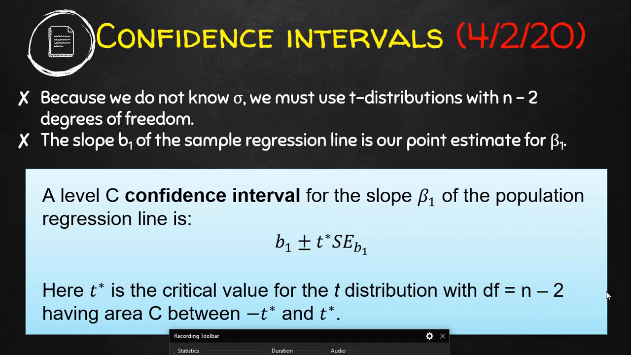The degrees of freedom here, n-2: one is for the intercept and one is for the slope itself. So we're using 2 degrees of freedom.